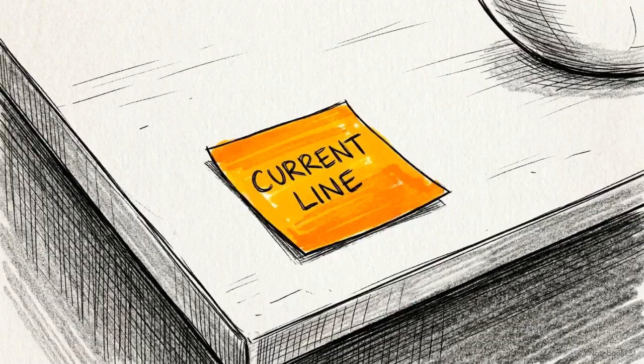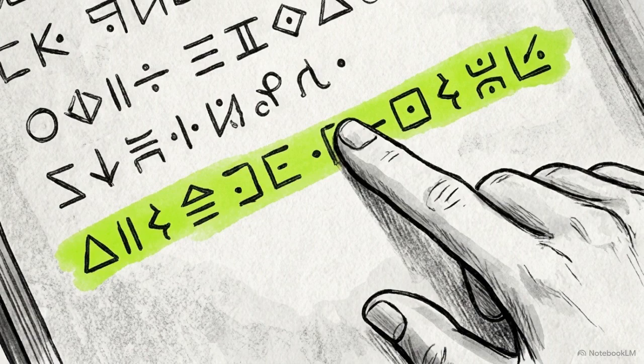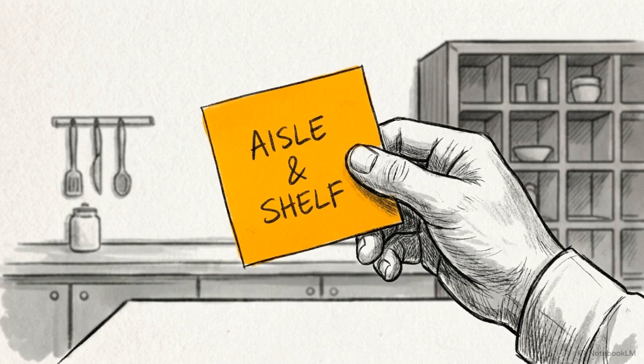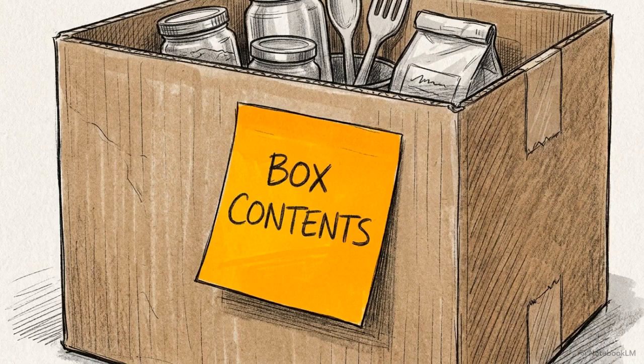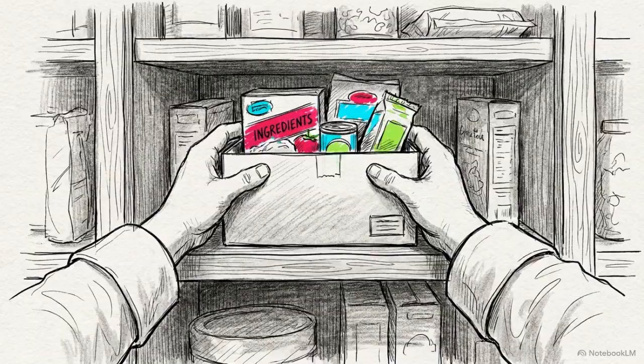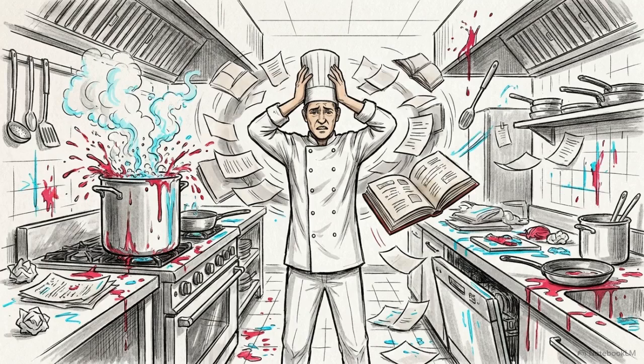The first sticky note is the program counter, or PC. This acts like a chef's finger, pointing firmly at the specific line they are currently reading. Next is the memory address register, the MAR. When the chef needs an ingredient, they use this to write down the exact aisle and shelf number to visit in the pantry. Then there is the memory data register, or MDR. If the MAR is the shelf number, the MDR represents the chef's physical hands, holding the actual box of ingredients they just pulled. Without this hierarchy of registers acting as short-term memory, the processor would instantly lose its place in the millions of instructions it must execute.